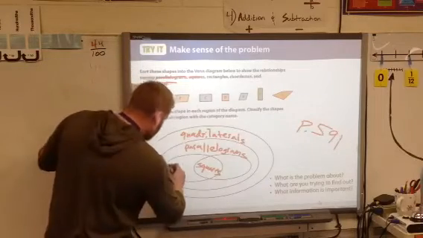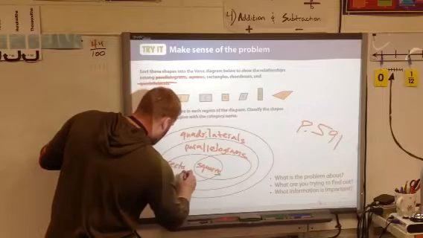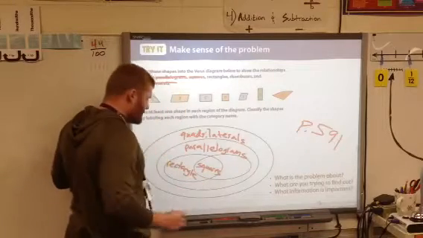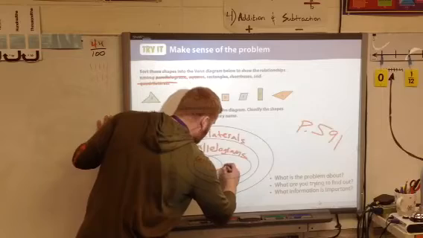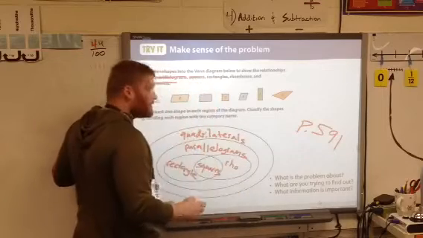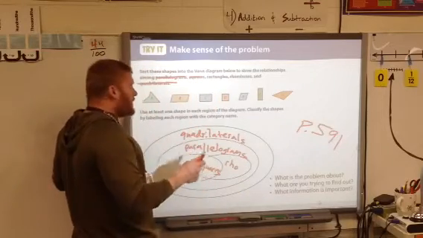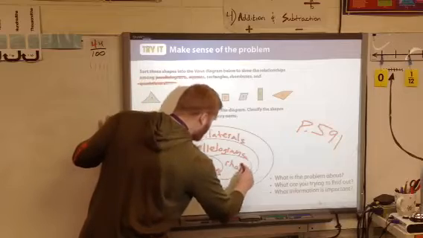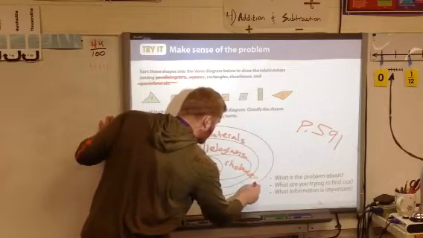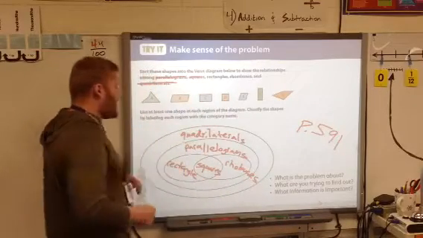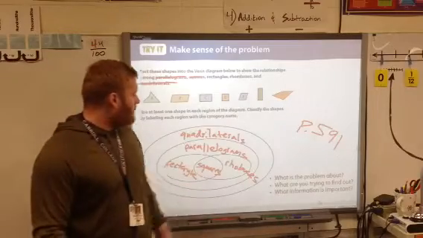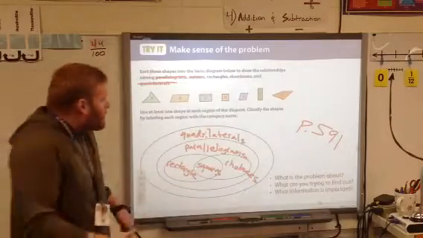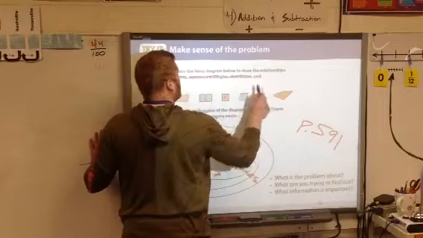So a rectangle would be the next most specific, and then rhombus would also be of equal specificity. So rhombuses, and we know that a combination of rhombus and rectangle makes a square. So we've created our Venn diagram with our categories.